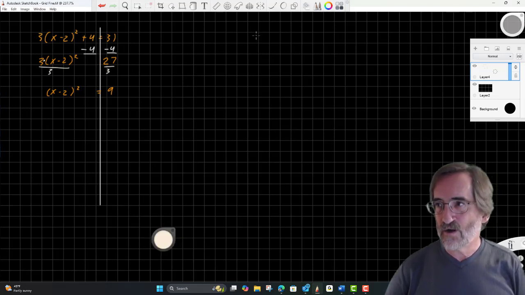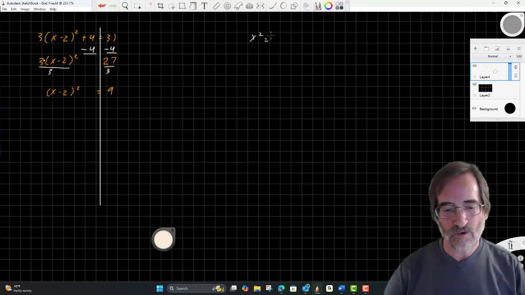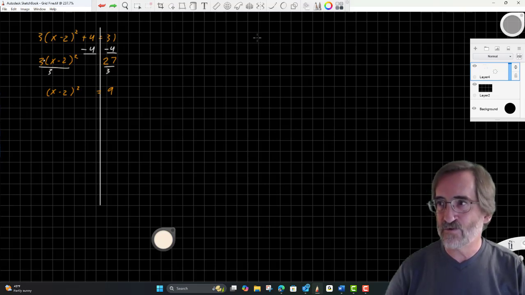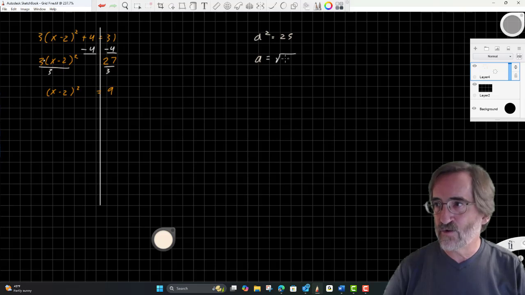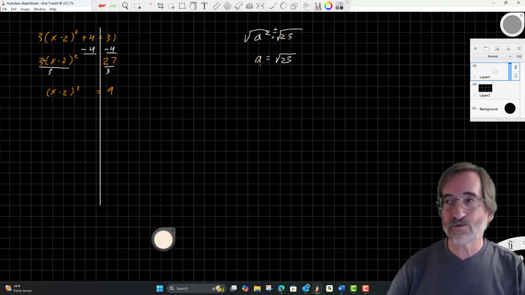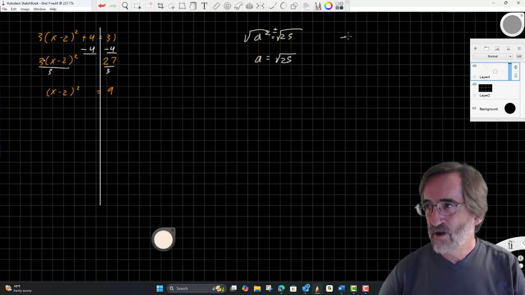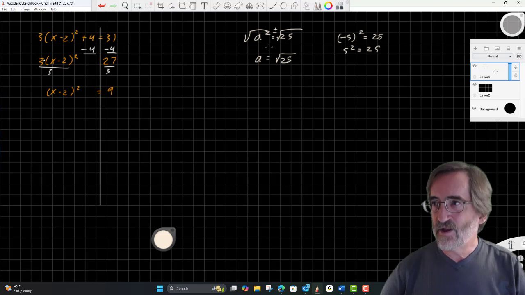To undo a square, let's change variables so it doesn't confuse. If I say a squared equals 25, then what I'm saying is that a equals the square root of 25 because we square root both sides. But you must understand that there's a positive and a negative solution. So for example, negative 5 squared is 25, as is 5 squared is 25. And so when we square root, there is a plus or minus answer here. A is plus or minus 5.